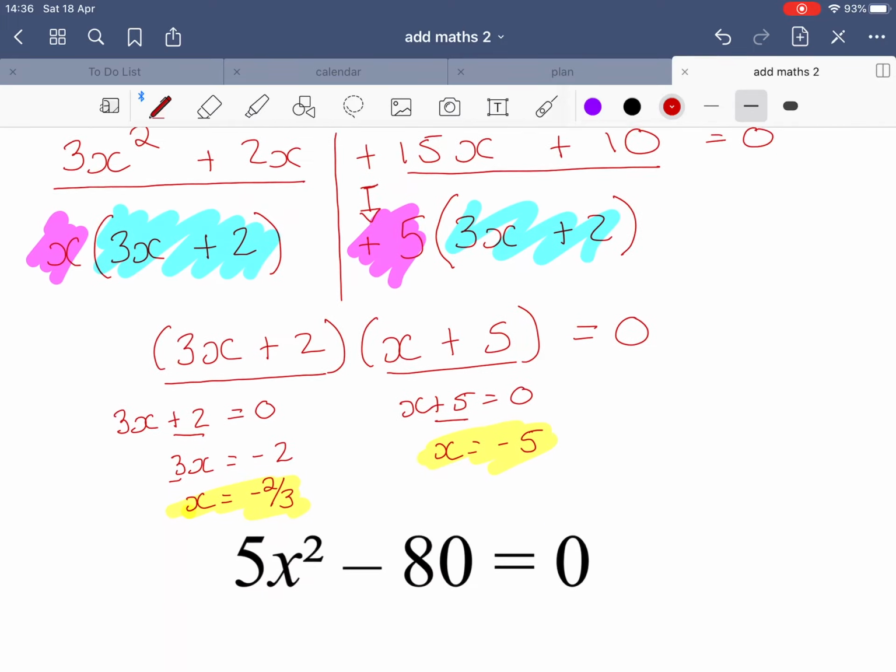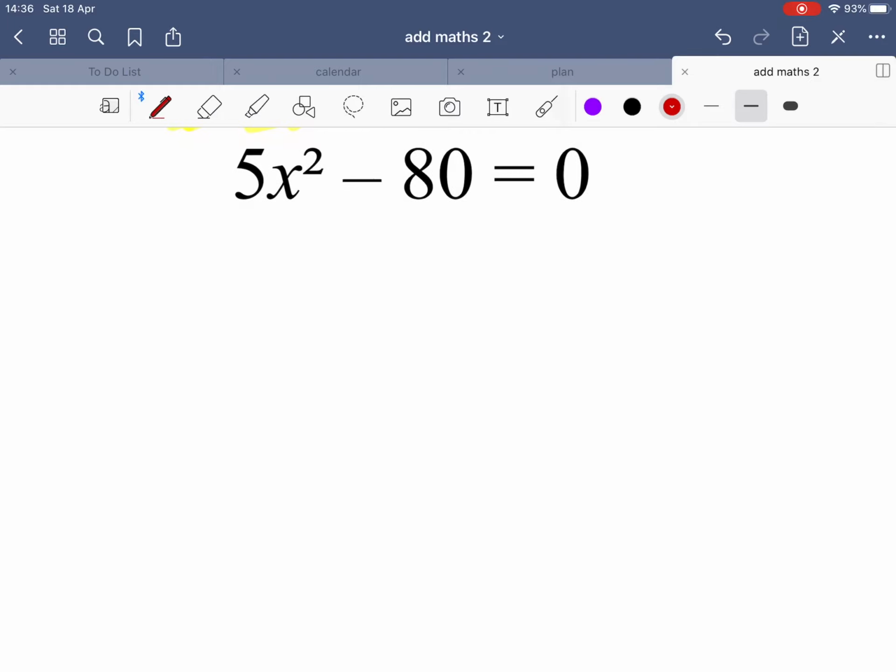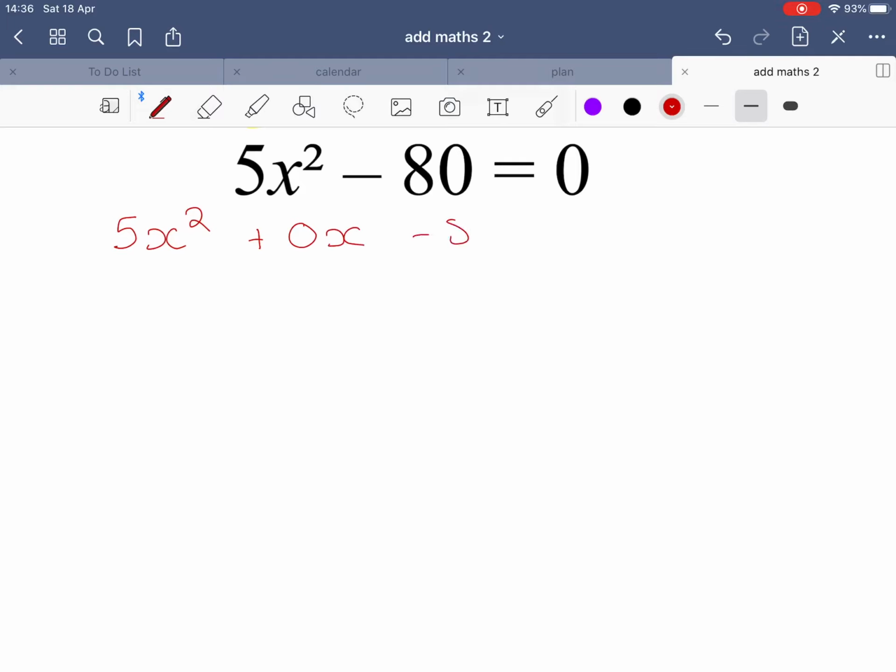I'm going to do one last one that looks a little bit different, okay? But it is the exact same, I promise. So this one, we've got 5x squared minus 80 equals 0. At this stage, a lot of people might be thinking just to put it into one bracket, but it is still a quadratic, because in each one you've got something x squared plus or minus an x plus or minus a number. So there's a 0x in this one. So you could rewrite it as 5x squared plus no x's minus 80. That might help you out a bit, because you're going to do the exact same.